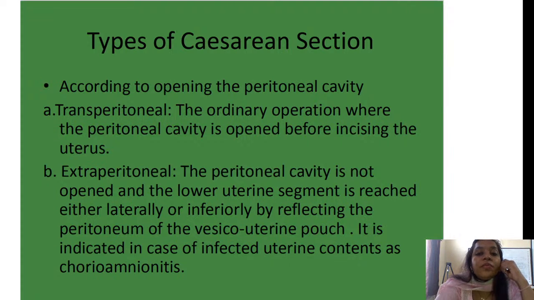What are the types according to the opening of the peritoneal cavity? Transperitoneal is the ordinary operation where the peritoneal cavity is opened before incising the uterus. Extraperitoneal: the peritoneal cavity is not opened and the lower uterine segment is reached either laterally or inferiorly by reflecting the peritoneum of the vesicouterine pouch. It is indicated in case of infected uterine content such as chorioamnionitis.